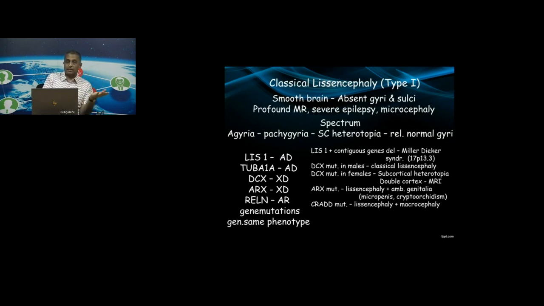Now, how does this translate into postnatal manifestations of this disease? So the smooth brain means absent gyri and sulci, and it is associated with profound mental retardation, severe epilepsy, microcephaly, and so on and so forth. And therefore, this is where the neurology consultant would come into play and explain to the couple the gravity of the situation and the clinical consequences that one should be expecting.